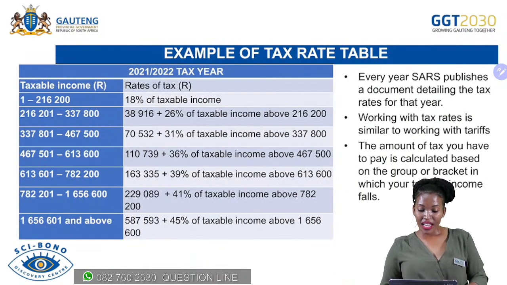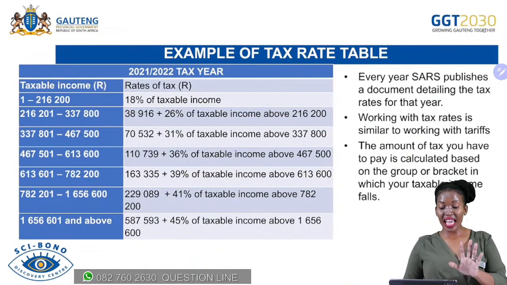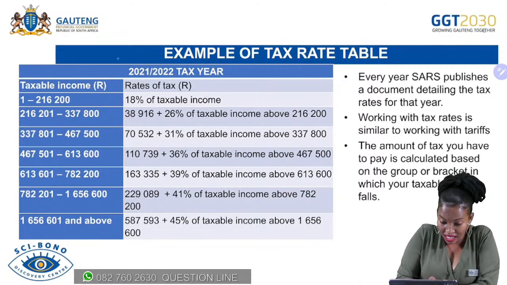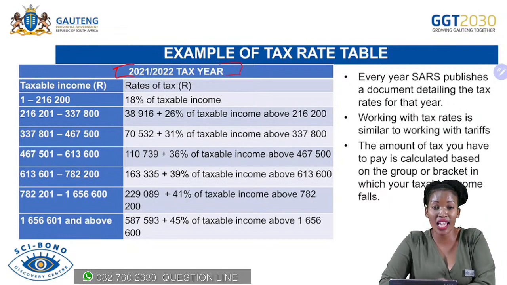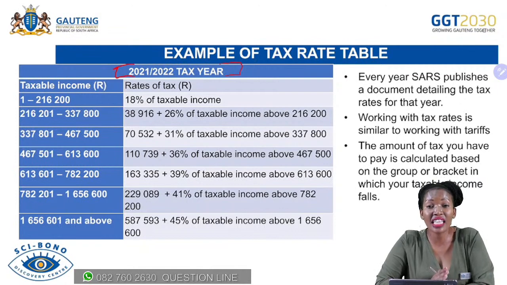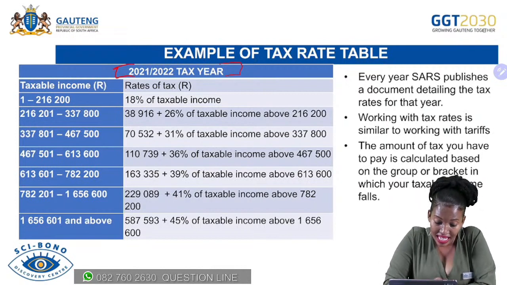And then guys, this is an example of a tax rate table that I was talking about. Like I said, this one is for the 2021 and 2022 tax year, so this is the most recent one. Even if tax can be asked in the exam, you are going to come across a table exactly like this. You don't even have to memorize this table because it will be given to you in the exam. So let us quickly analyze our table.